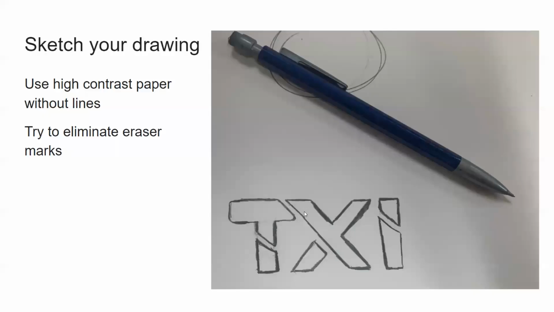So the first step is obviously sketching your drawing. Some tips would be to use high contrast. If you can use ink, black ink, that'd probably be best on white paper, but whatever you're most comfortable with, try to clean it up. I didn't do a very good job here because there's a lot of these scratch marks, but we'll take this example and see how far we can take it.